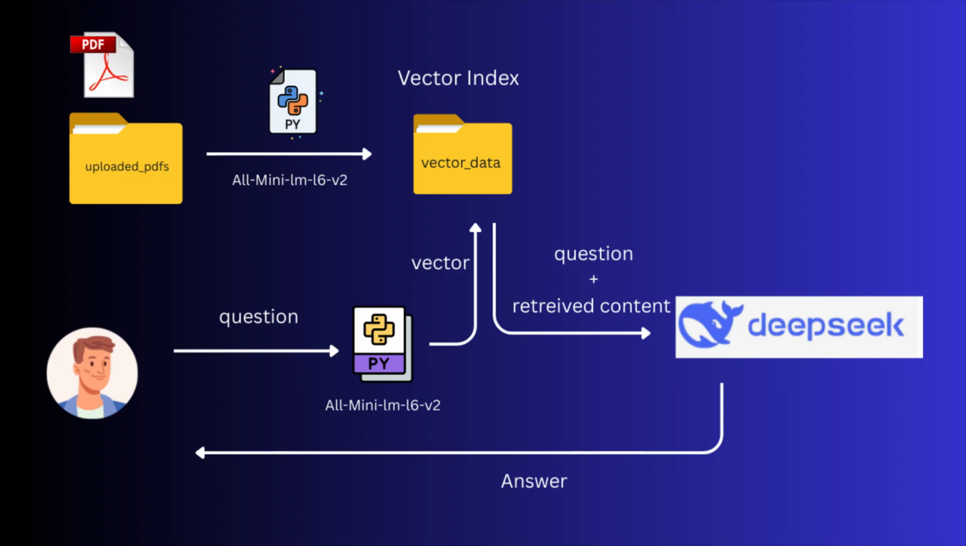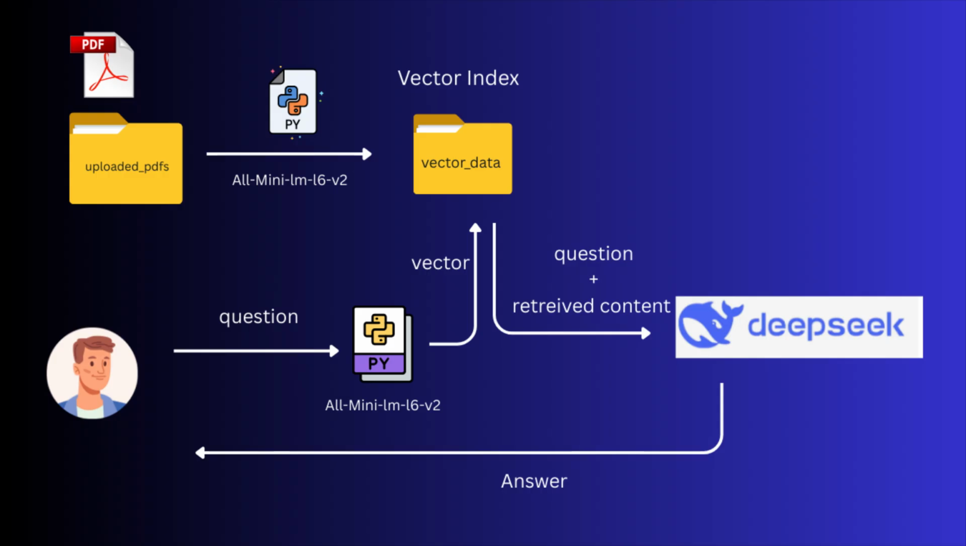For building the vector indexes, we use the model all-MiniLM-L6-v2. When the user asks a question, that content will also be converted to vector form and this vector is used to search for similar content in the saved vector data. Then it retrieves the similar content from the saved vector data and passes that data to the LLM, which is DeepSeek.